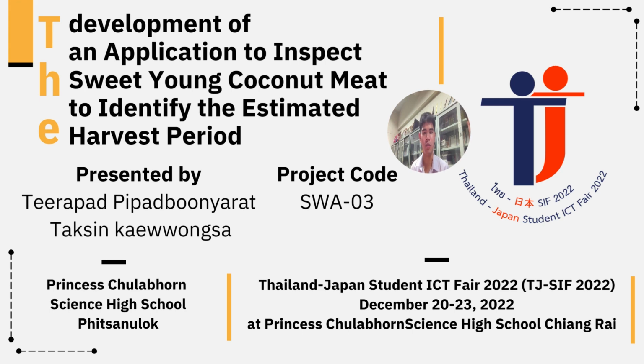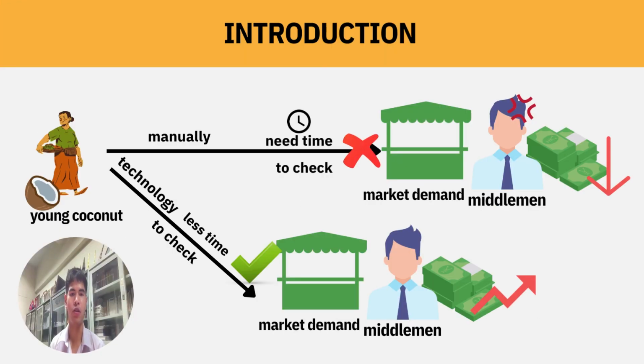The name is the development of an application to inspect sweet young coconut meat to identify the estimated harvest period. My name is Thaksin Kaungsa. And my name is Thirapat Pipat Bunyarat. For the first slide, we will talk about the introduction.